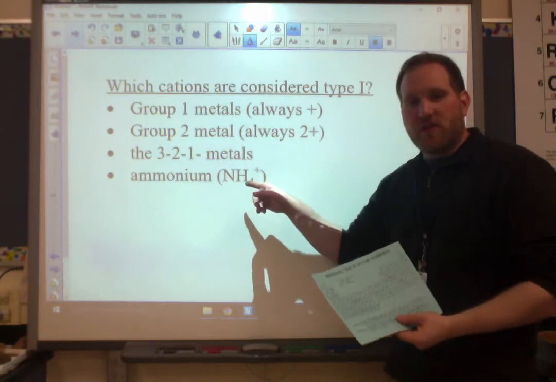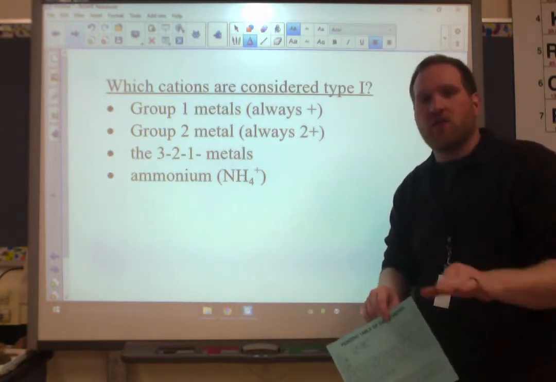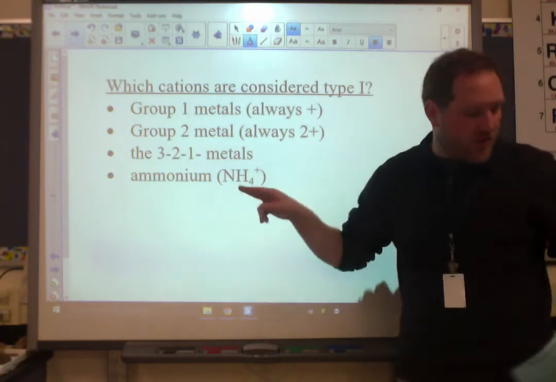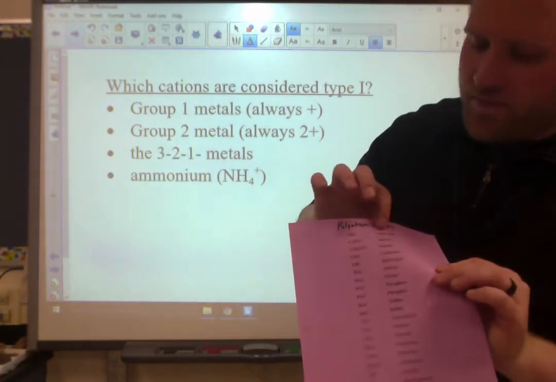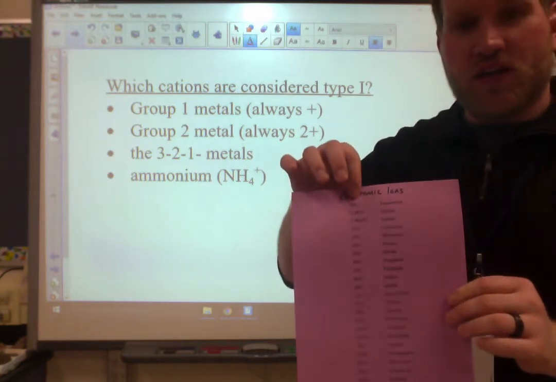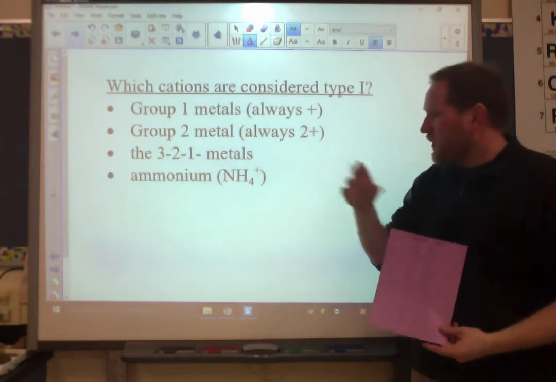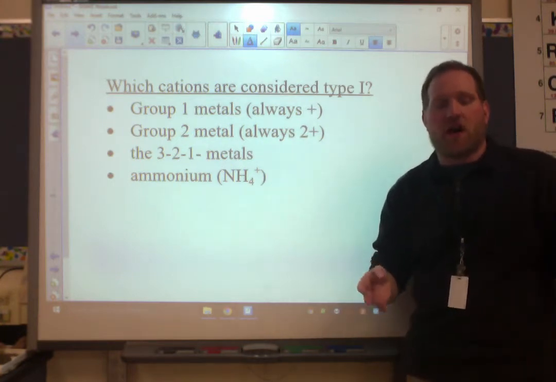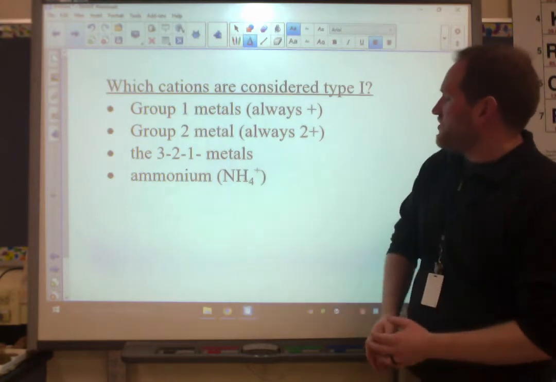Now, there is one other here I'm going to mention. It's ammonium. This is a polyatomic ion, which I told you I'm not going to include in this video. But because ammonium, which you probably have on a sheet that looks like this, has a charge of NH4+, it's a cation. And since it's always NH4+, when ammonium shows up as a cation in a compound, it's considered type 1 because there's no question about it. So these are the cations to look for.